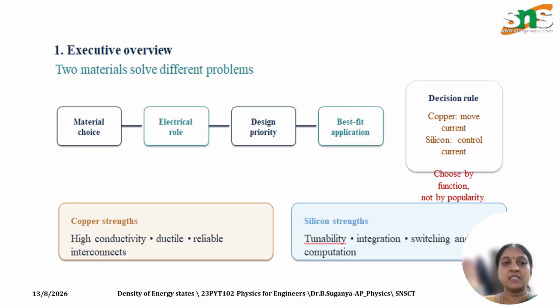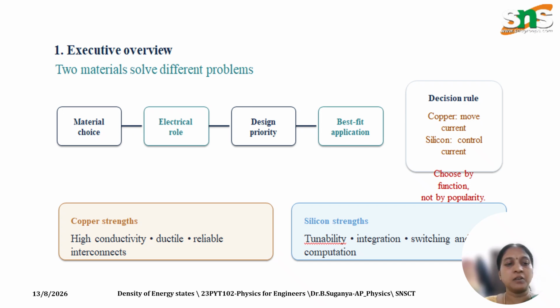So next is executive overview. Two materials solve different problems. So material choice is the first thing. The first thing is we consider copper. Why does copper conduct electricity well? What is the reason for that?